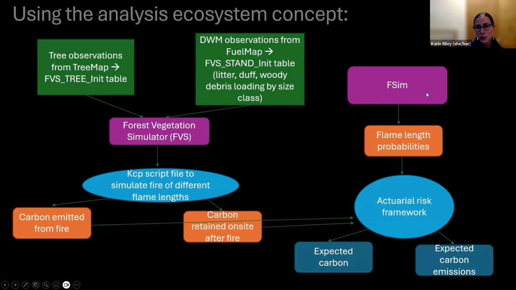So you see that magenta box has FSim. From FSim, we're getting our flame length probabilities. And then each of those 3 orange boxes we're feeding into our actuarial risk framework, right? So we have our flame length probabilities and then the carbon emitted from fire and retained on site. So from those, we can derive our expected annual carbon that stays on site and our expected carbon emissions.